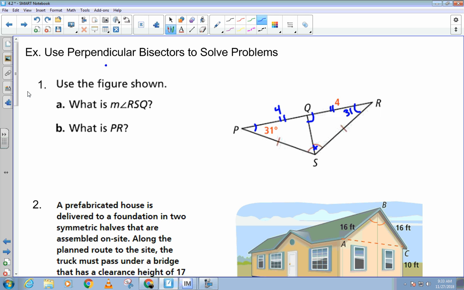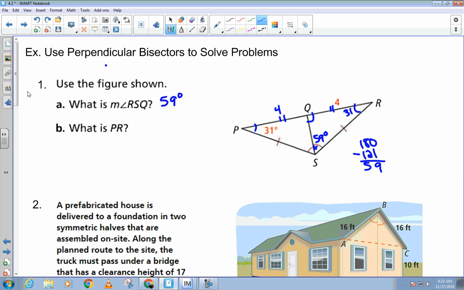Okay? So to answer the question, it says, what is the measure of RSQ? RSQ is where I have a little x. We know we have a 90-degree angle here and a 31-degree angle there, right? What do we know about all the angles of a triangle? 180. So, I can take 180, add these 2 together, which would be 121, and subtract it from 180. So that gives me 59. So this little angle right here is 59 degrees.